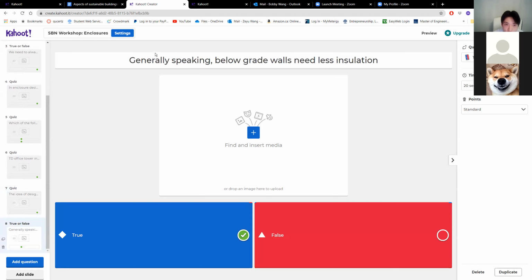The last question: generally speaking, below grade walls need less insulation. It is true, because our underground soil is more temperature consistent throughout the year or day, and it doesn't fluctuate as much as the outdoor air. So it generally doesn't need as much insulation material. So yeah, those are the questions, and I think everybody had a pretty solid understanding of them.